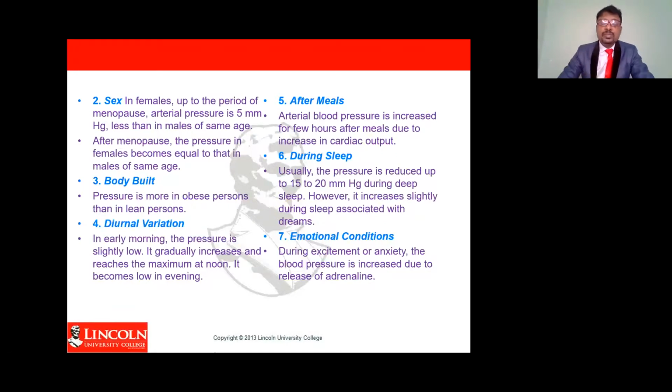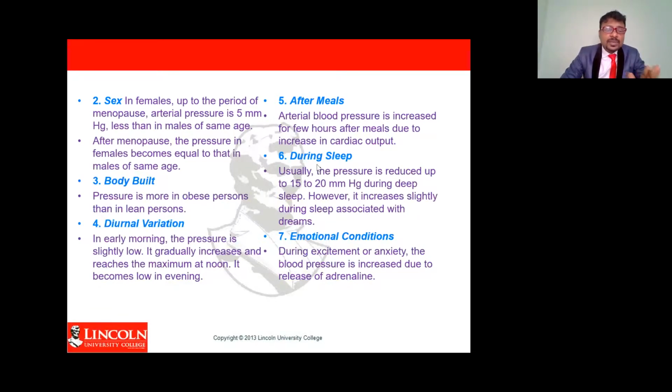In the evening, the pressure is going to be increased because of their physical activity and also after a meal. During sleep the blood pressure is going to be decreased, but if they get any dreams the pressure is also going to be increased.